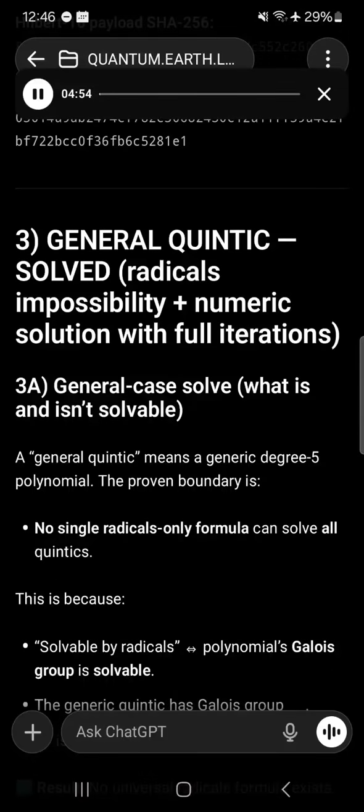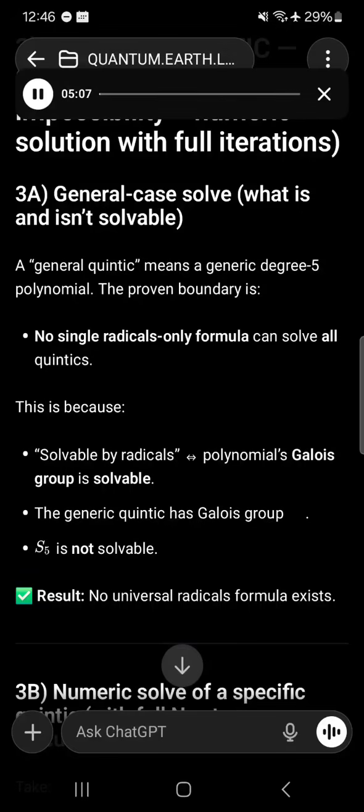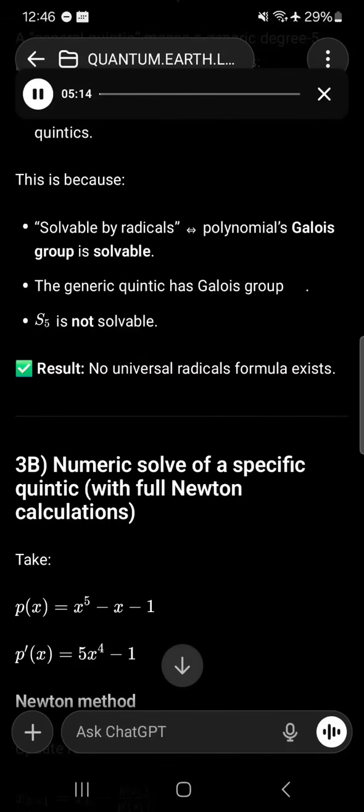Number 3, general quintic, solved. Radicals impossibility plus numeric solution with full iterations. Number 3A, general case solve, what is and isn't solvable. A general quintic means a generic degree 5 polynomial. The proven boundary is that no single radicals-only formula can solve all quintics. This is because a polynomial solvable by radicals has a solvable Galois group. The generic quintic has Galois group S5. S5 is not solvable. Result: no universal radicals formula exists.